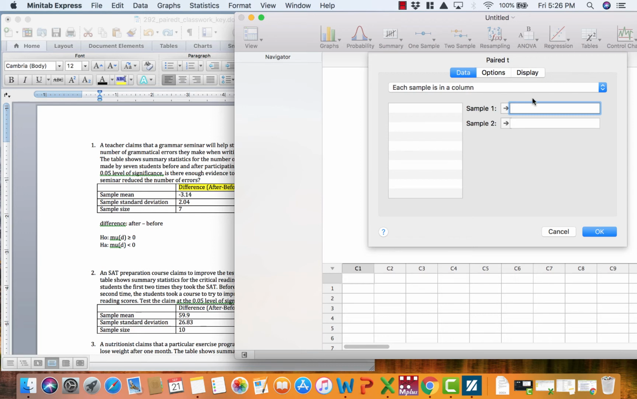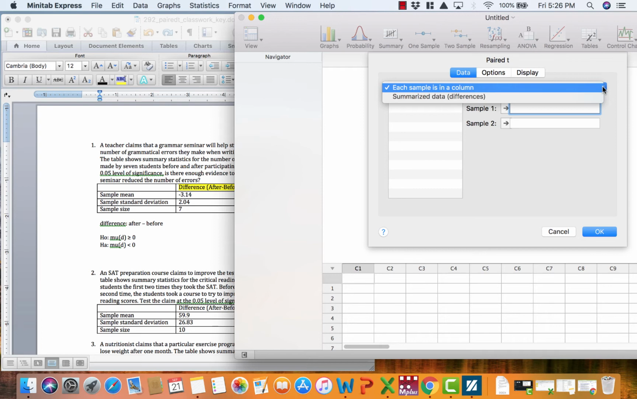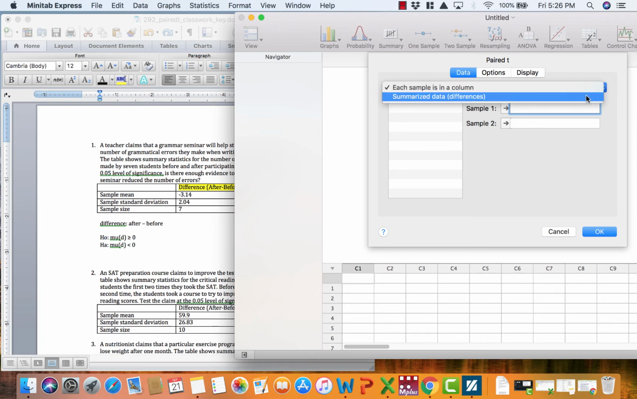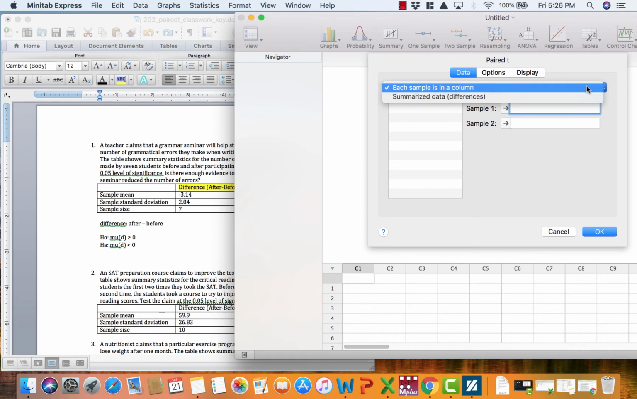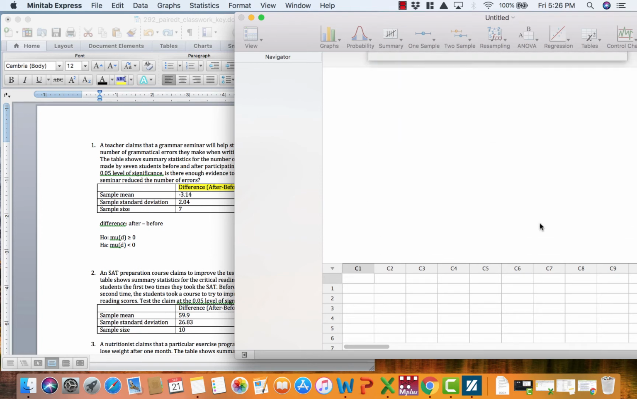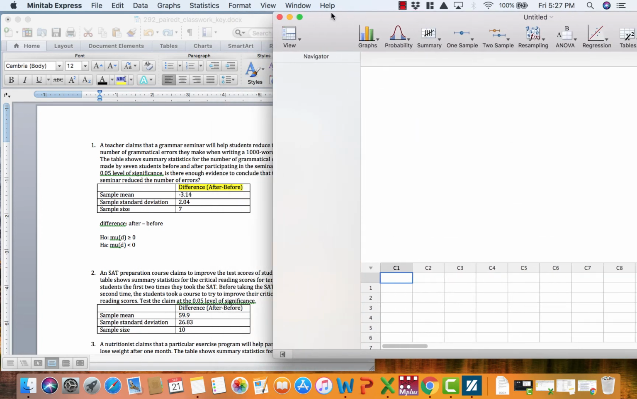Let's first talk about this drop down here. In the homework, you're going to have each sample in a column. Then for these three problems in the classwork, we're going to have summarized data, differences. Let's talk a little bit about each sample in a column. What would it look like if we had data for this problem?